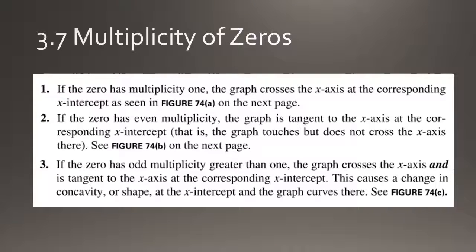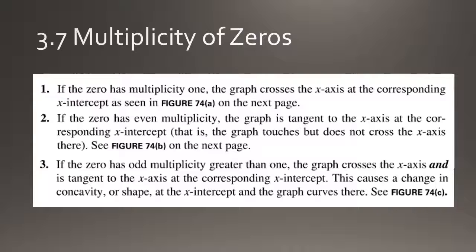Okay, so what we've seen in these examples: if a zero has a multiplicity of 1, the graph will cross the x-axis at the x-intercept. If it has an even multiplicity, the graph is tangent to the x-axis. In other words, it's touching it, but it doesn't cross it. It just touches it and then goes back in the direction it came from.